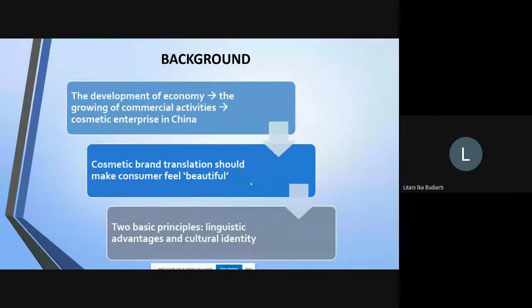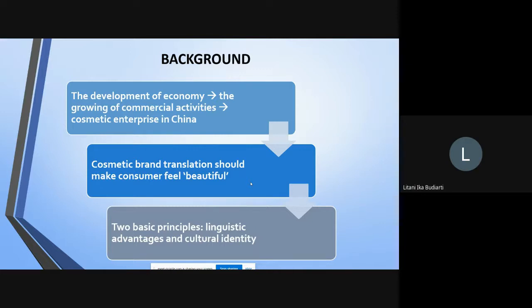And we have the background here: the development of the economy is causing the growth of commercial activities, especially cosmetic enterprises in China. So yes, the journal is from China, the author is Chinese, and the cosmetic brand translation should make consumers feel beautiful. So as we know, it's not easy for any translator to translate a brand name. It is not only that we have to translate the word to become meaningful, but also to make the buyer want to buy from us.